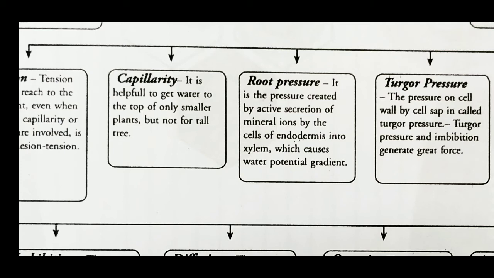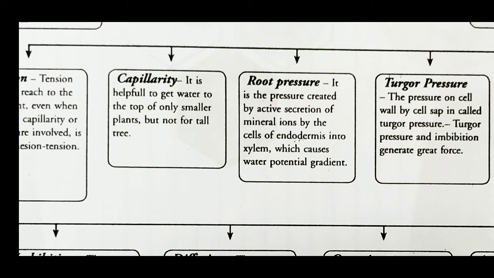So water potential gradient is the type of force which is created. It is the pressure created by active secretion of mineral ions, which are charged, and they require energy in the form of ATP. If you read carefully in the Ascent of Sap and look at the diagrams in your book, you will find out how the root hairs pull in water and the root pressure is developed.